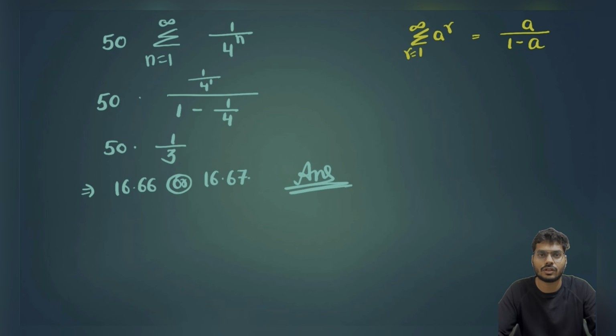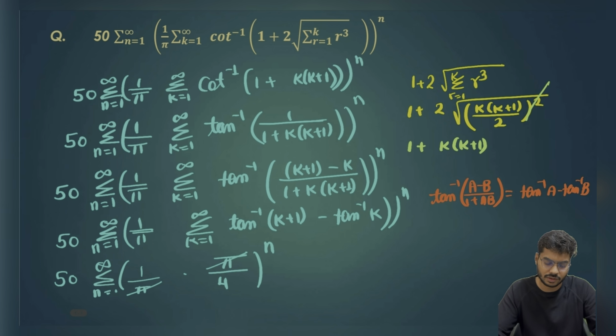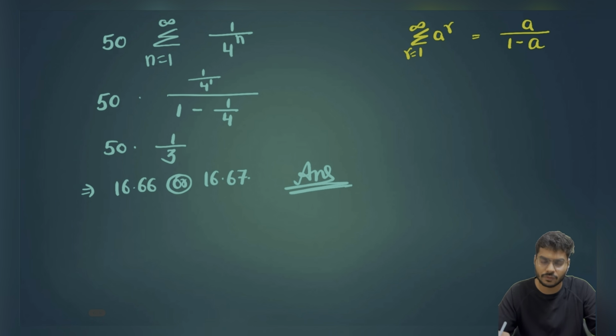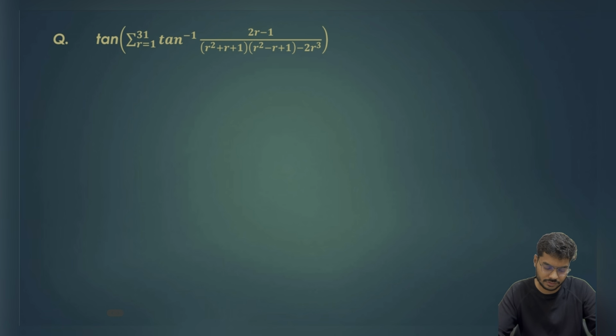So this is how to solve this particular question, which is nothing but a summation of a cot inverse series. How to solve a cot inverse series? Convert it into a tan inverse series, and the only method is the difference method. Use the difference method to get the answer. Moving on to the next question.